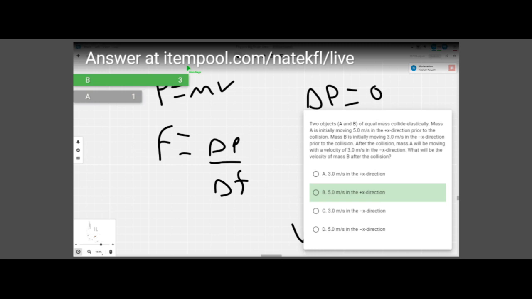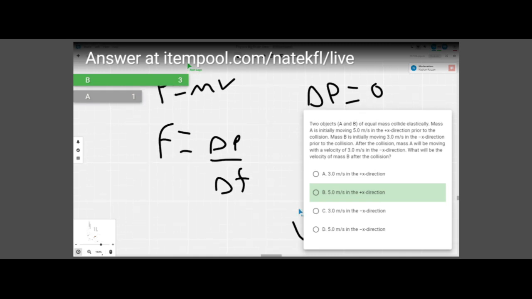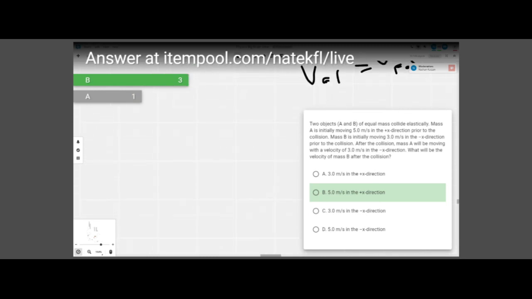Does anyone who got that right want to briefly explain why it's B or why it's 5? It's 5 because of conservation of momentum. Valid, but there's one word you have to talk about in order for that to be correct. Conservation. No, Ellie. Elastic, not inelastic. If it was inelastic, you'd be wrong. Shut up! I'm trying my best.